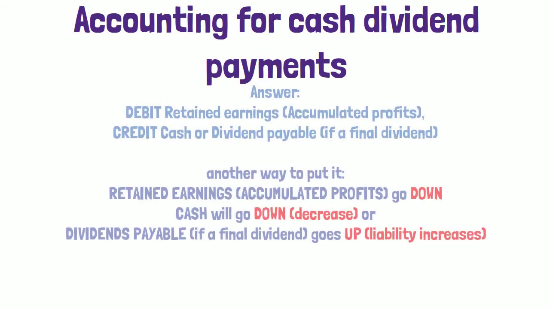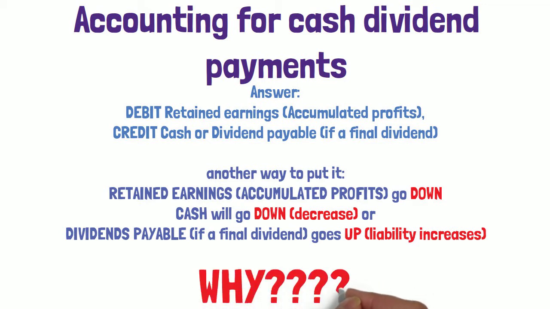Well, the overall answer is you have to debit your retained earnings or accumulated profit, credit your cash, or if it's a final dividend only, your dividend payables. Another way to put this is your retained earnings or accumulated profits go down, and your cash will go down, and your dividends payable, if it's a final dividend, goes up.